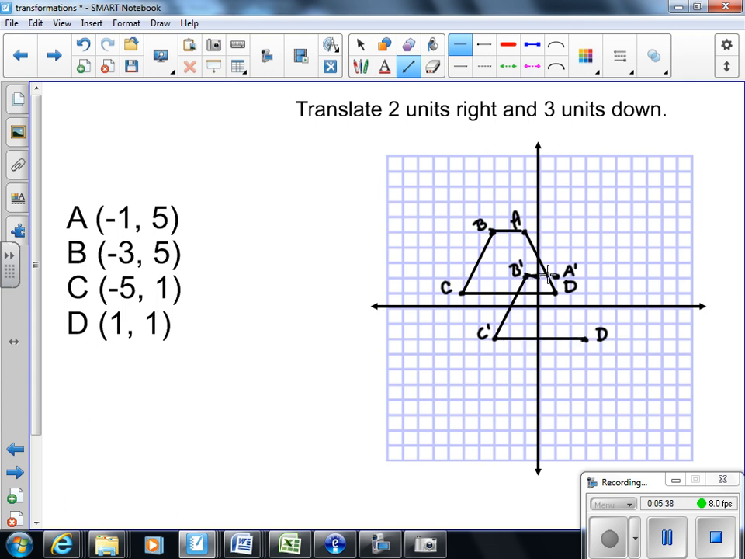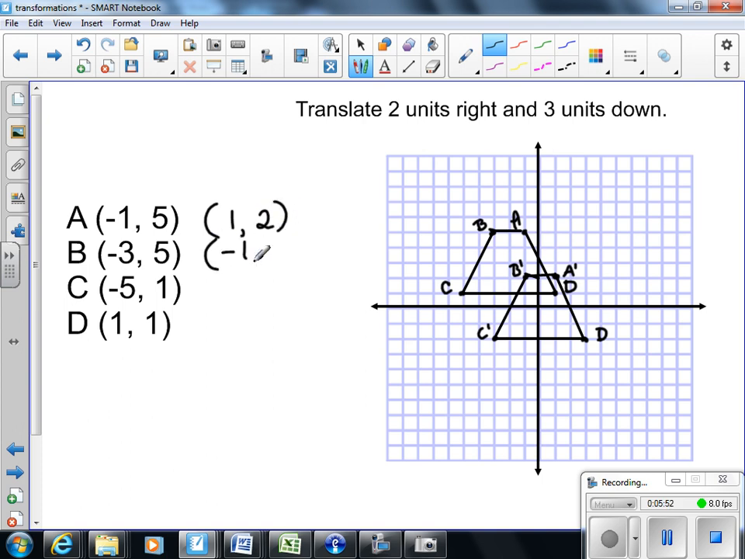Then we'll write the ordered pairs of our new figure. The ordered pairs for A, my new A is a positive 1, positive 2. My new B is a negative 1, positive 2. My new C is a negative 3, negative 2. And my new D is a positive 3, negative 2. And that completes my translation. And you do probably want to make sure and identify them with your new letters.